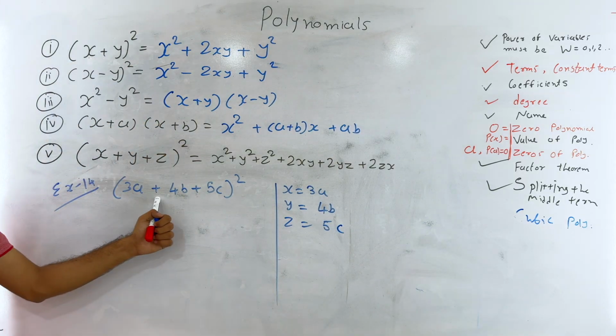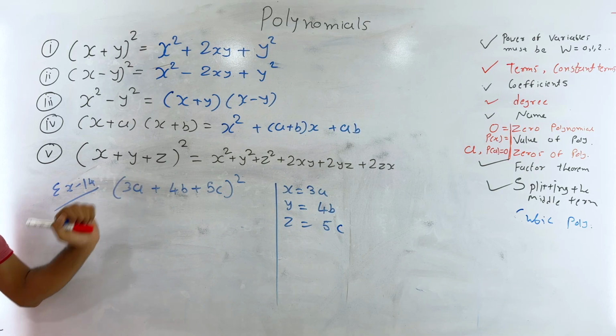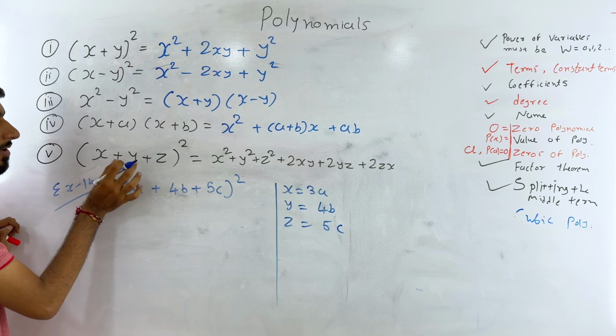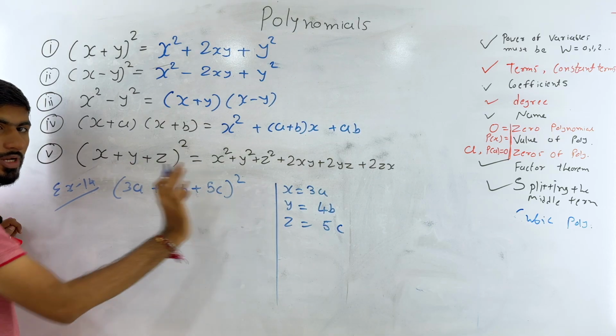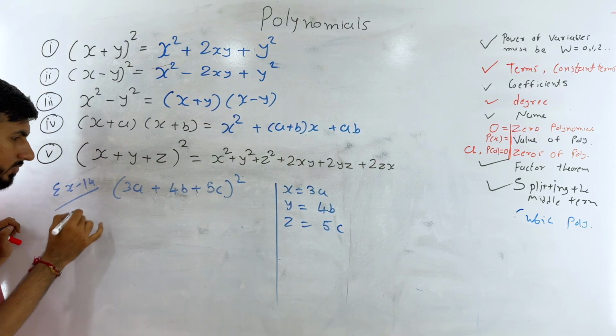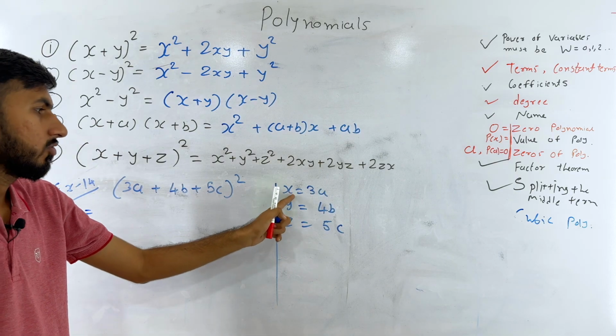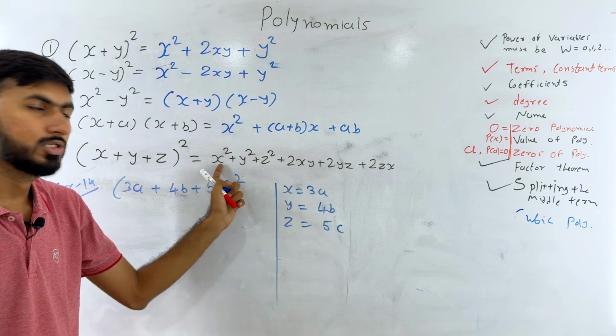If you have a minus sign here, bring the sign with that term, right? If I have 3a minus 4b, then my value of y will be minus 4b, right? Bring your sign with you. Now what will be your answer?